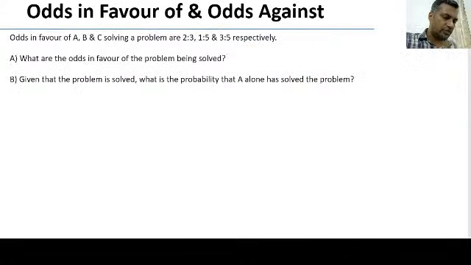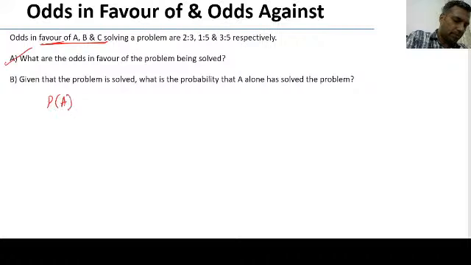Good. If you have got this, let's try the first question, part A. Let's take a look at this question first of all. Odds in favor of A, B, C solving a problem are 2 is to 3, 1 is to 5 and 3 is to 5. So what is given to me? Odds in favor of A, B, C is given to me. Good. So therefore probability of A.